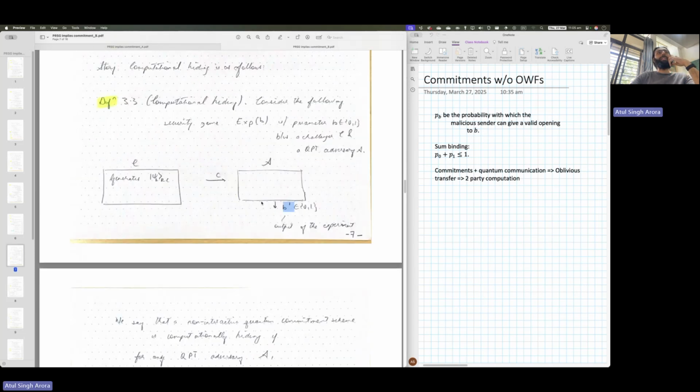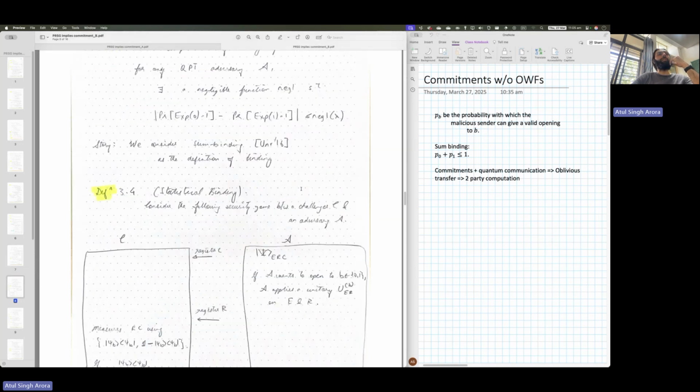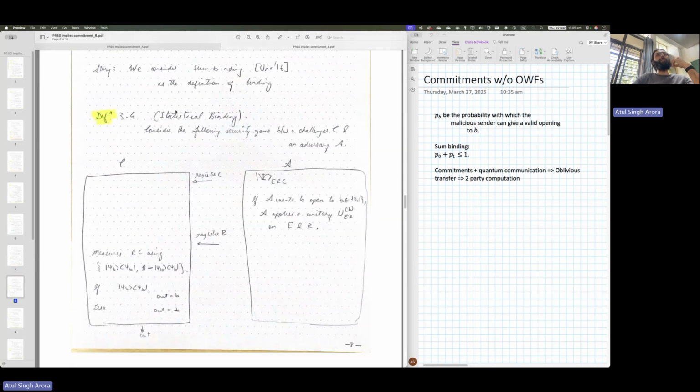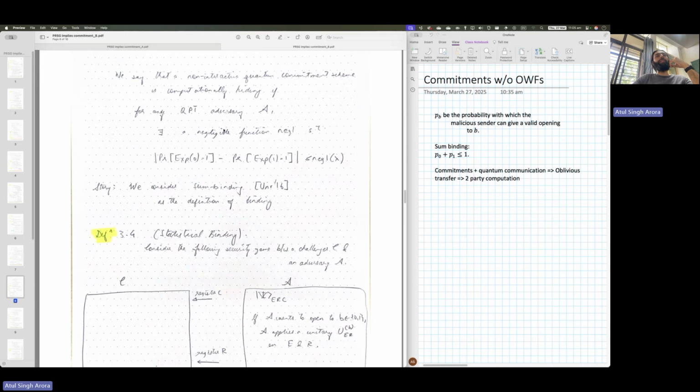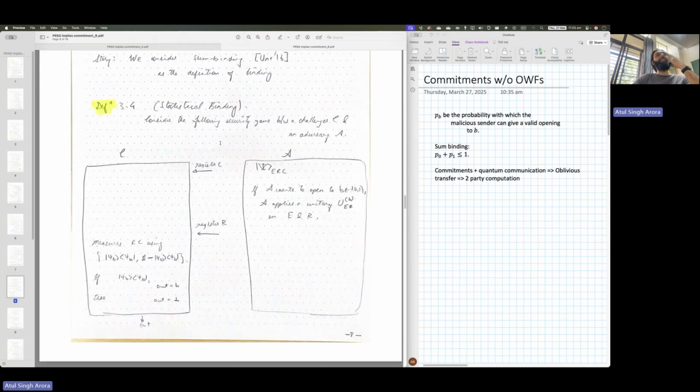So basically, irrespective of whether the commitment was for b equals 0 or b equals 1, the adversary A cannot distinguish these two cases. So that's hiding, and it's computational because A is a QPT adversary. Now, for binding, we have the following.